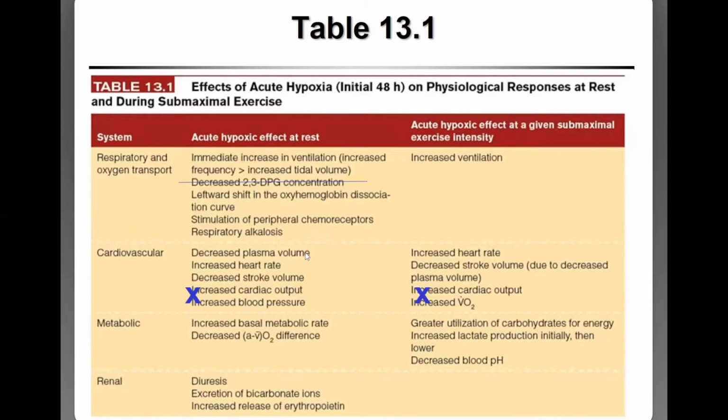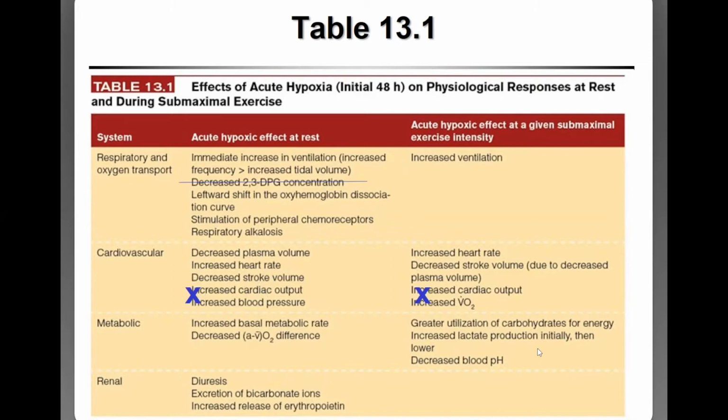At the heart, we have a decreased plasma volume due to the ANP stimulation and an increased respiratory water loss, and this causes a decrease in stroke volume. So heart rate at rest is going to be elevated. So don't worry about these 2 bullet points that are X'd out.